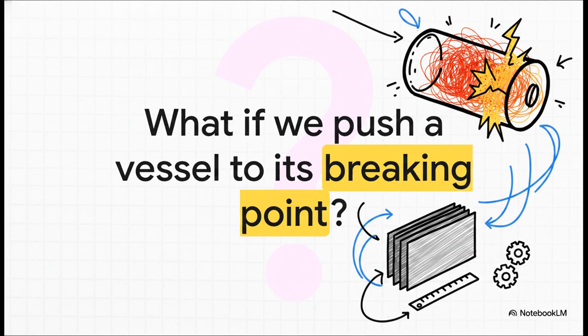But this leaves us with a really fascinating thread to pull on for next time. If operating pressure is merely our calm, normal, everyday state, what actually happens when engineers intentionally push a vessel to its absolute breaking point? How do we calculate the exact thickness of the steel required to survive those extreme conditions? Well, that enters the realm of design pressure and maximum allowable working pressure, which we are totally going to tackle in our next explainer. Until then, keep questioning how things work.